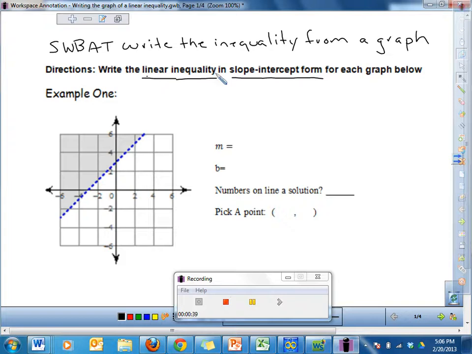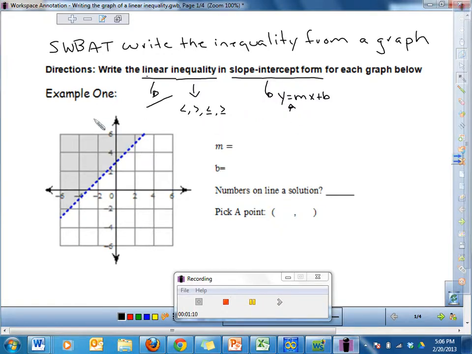So let's dissect what these different words mean. Linear meaning a straight line. Inequality meaning we're going to have some sort of symbol that's an inequality, whether it's a less than or a greater than, or a less than or equal to or greater than or equal to. And slope-intercept form we should also be familiar with because that is y equals mx plus b. So when we write an inequality from a graph, all we're doing is replacing our equal sign with some sort of inequality symbol.